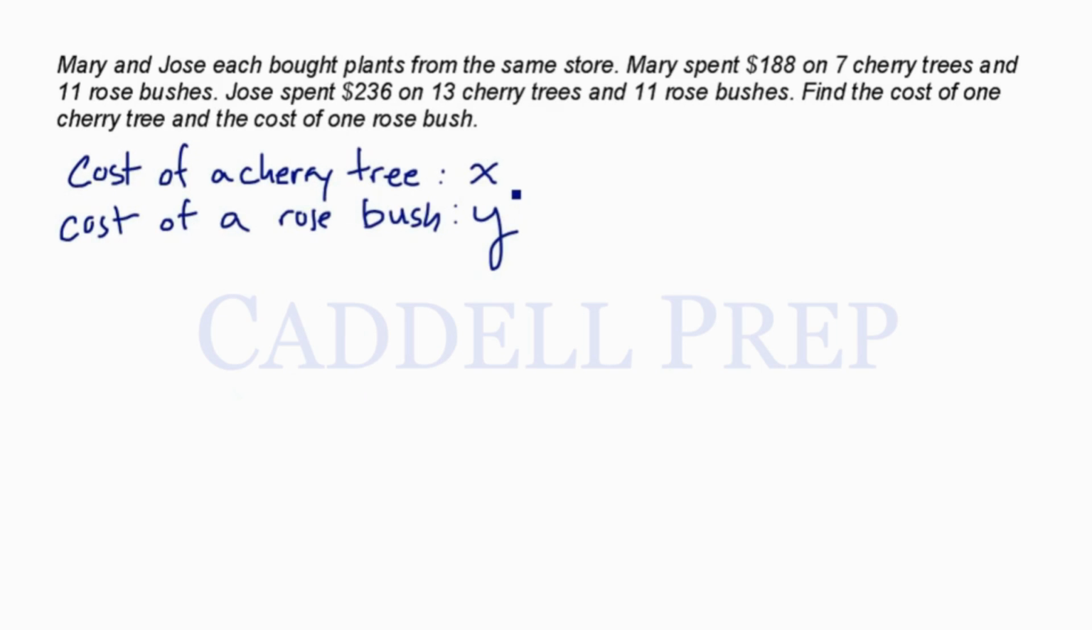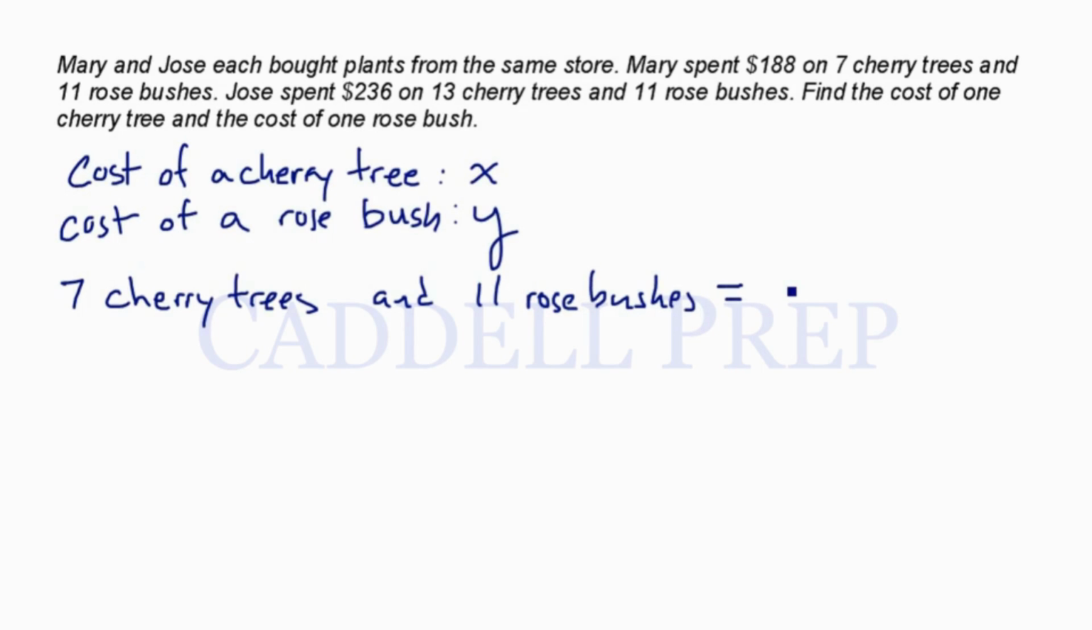Now let's look back at the paragraph. So Mary spent $188 on 7 cherry trees and 11 rose bushes. So let's think about this. 7 cherry trees and 11 rose bushes came out to $188. So to turn this into an equation, we can see that 7 times the cost of a cherry tree plus 11 times the cost of a rose bush. If we add those two together, we get the total cost $188.